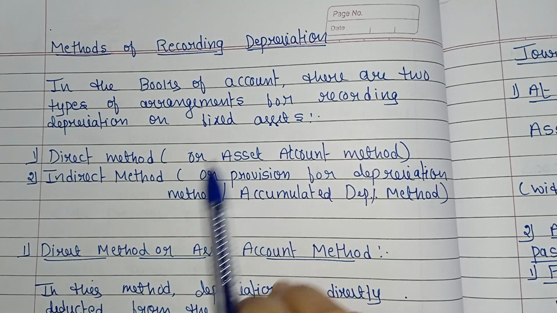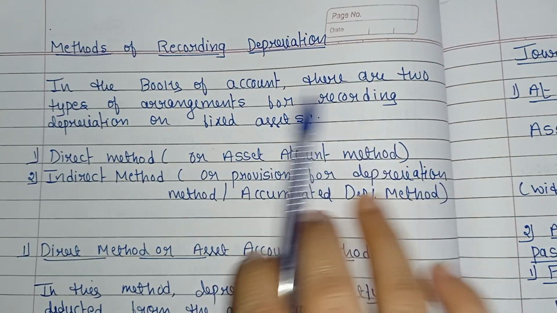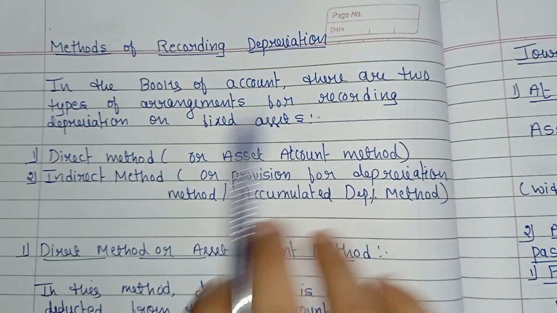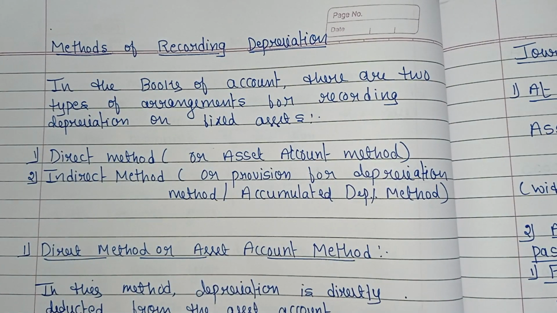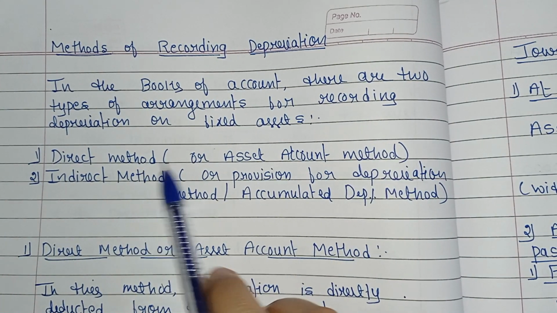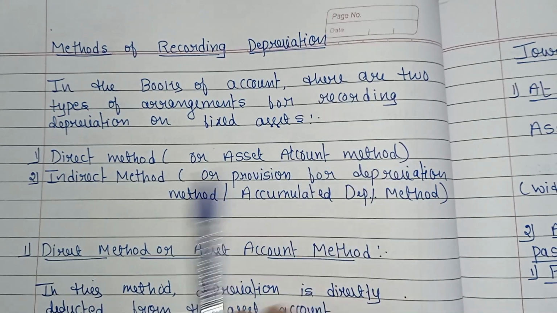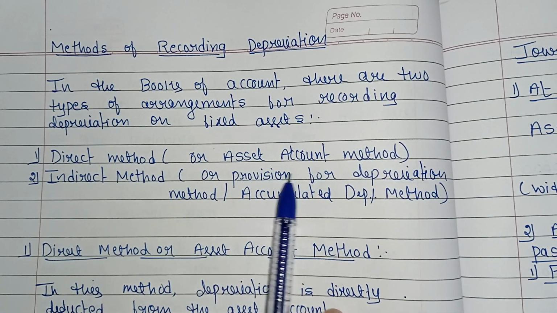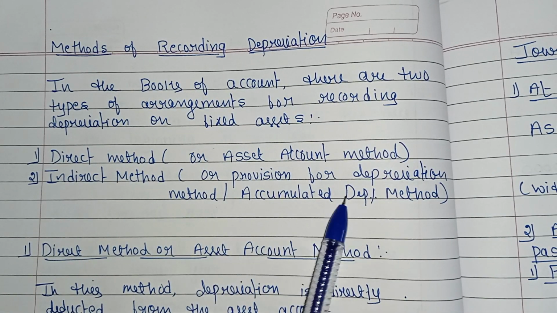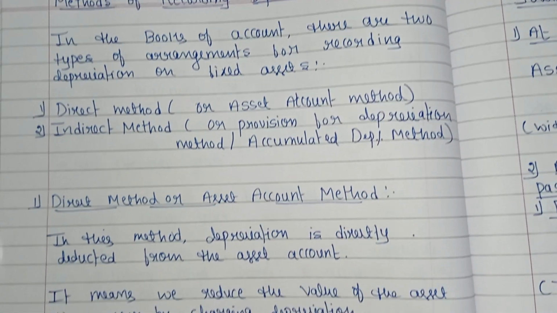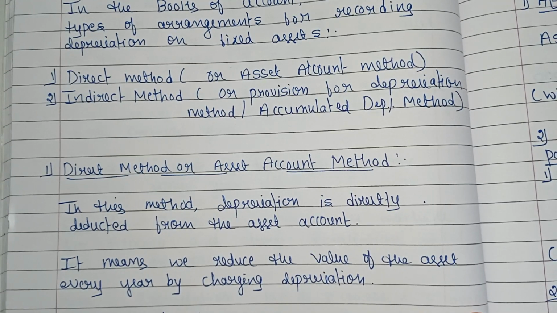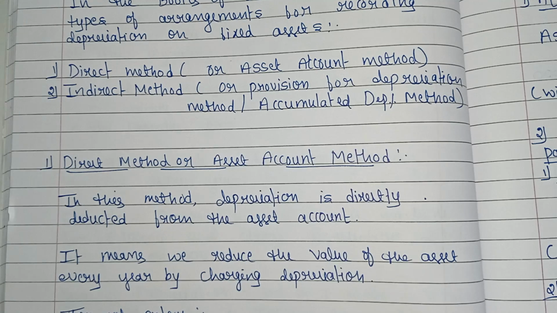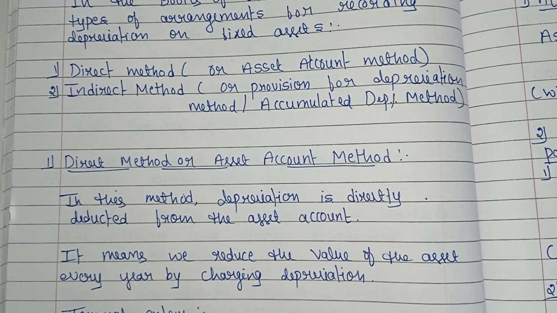In the books of account, there are two types of arrangements for recording depreciation on a fixed asset. The first one is the direct method or asset account method, and the second one is the indirect method or provision for depreciation method or accumulated depreciation method. So the first one is the direct method or asset account method.